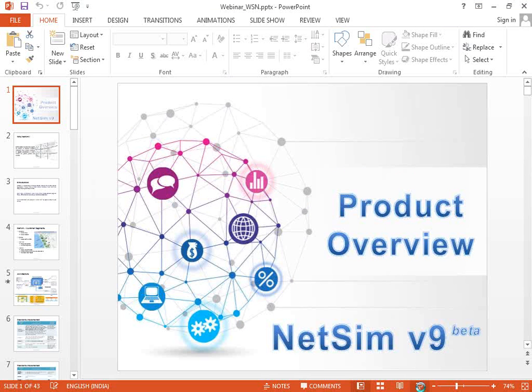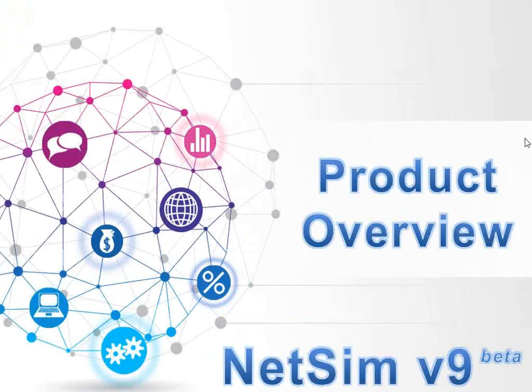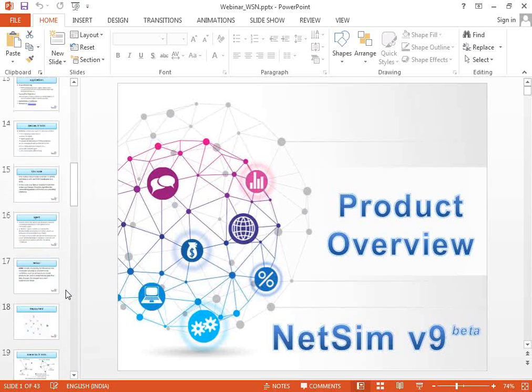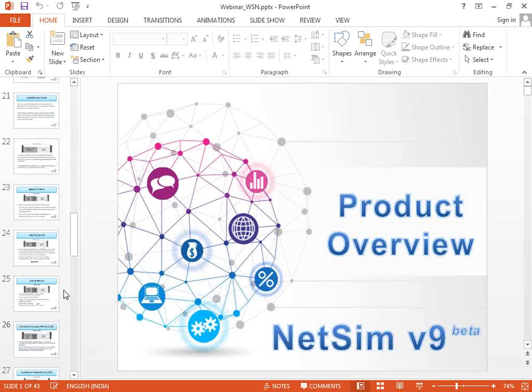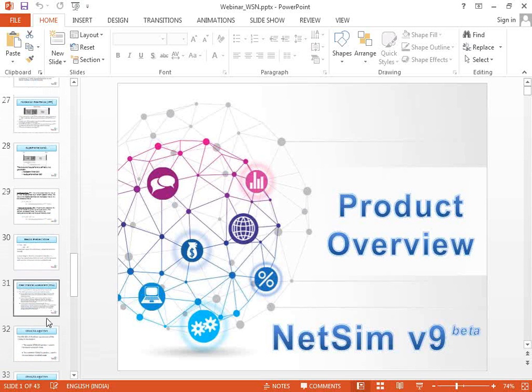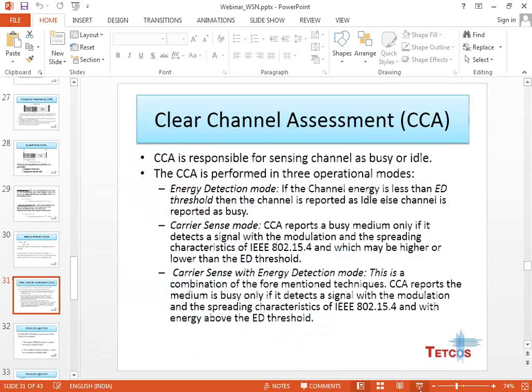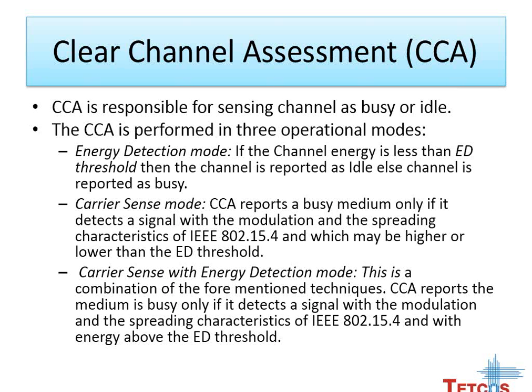There is one more query. With respect to CCA, can you tell me its three modes of operation once again? Sure. So you need me to explain the CCA modes, right? Yeah, its three modes of operation. Sure. So actually CCA, or clear channel assessment, is used for sensing whether the channel is busy or idle.